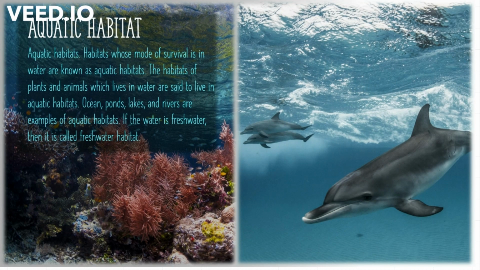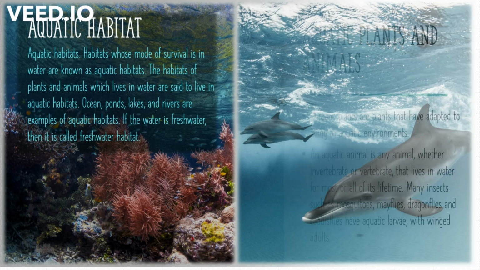Aquatic habitat. Habitats whose means of survival is in water are known as aquatic habitats. The habitats of plants and animals which live in water are said to be aquatic habitats. Oceans, ponds, lakes, and rivers are examples of aquatic habitat. If the water is fresh water, then it is called a freshwater habitat.